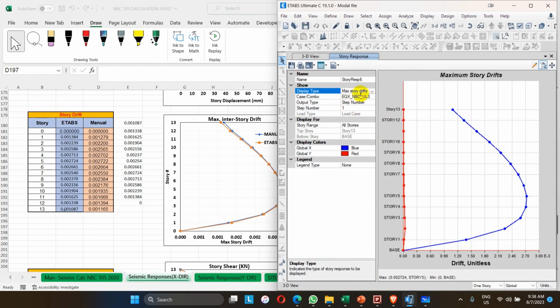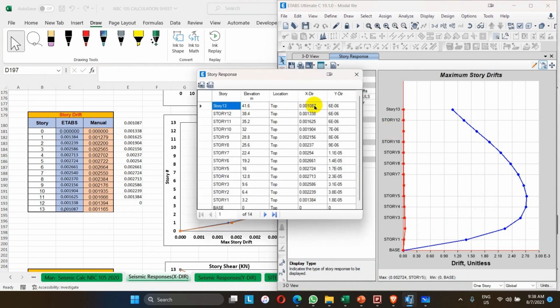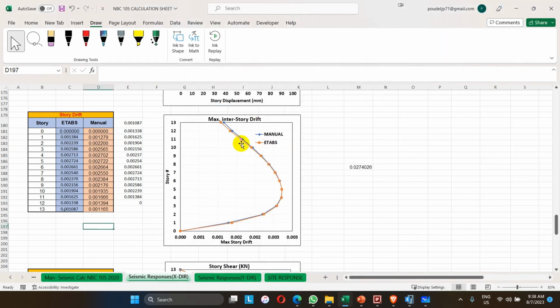If we look into the ETABS value here for the ultimate limit state in X direction, maximum story drift, go to tabulated value, the story drift for story 13 is 0.001087. We copied this value here in the Excel sheet to obtain a graph for comparison purposes. Similarly, for story 1 it is 0.001384, and looking at the graph, the story drift almost matches. It means the manual calculation is near the ETABS value. So this is the story drift and it is matching.